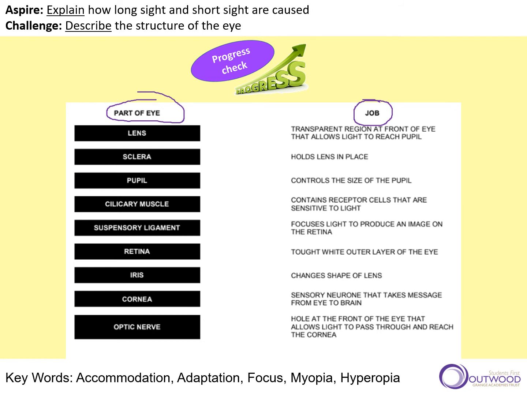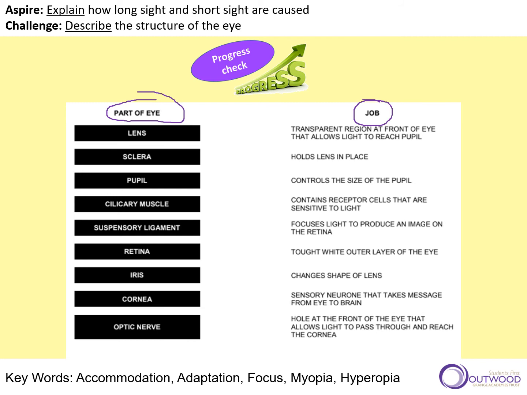So what we've got: lens, sclera, which is the sclerotic layer, pupil, ciliary muscle, suspensory ligament, retina, iris, cornea, and the optic nerve. And then we've got jobs: transparent region at the front of the eye that allows light to reach the pupil; hold lens in place; controls the size of the pupil; contains receptor cells that are sensitive to light; focuses light to produce an image on the retina; tough white outer layer of the eye; changes the shape of the lens; sensory neuron that takes message from eye to brain; and hole at the front of the eye that allows light to pass through it and reach the cornea.